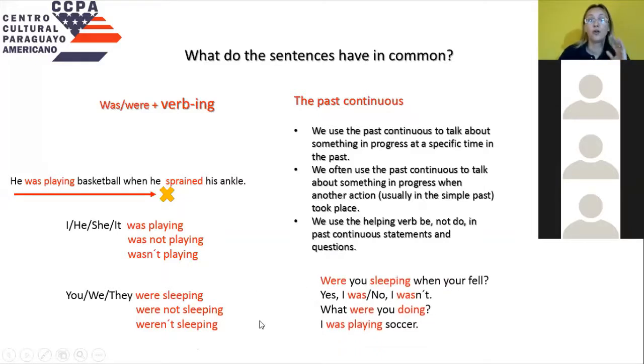Okay? For yes/no questions: Were you sleeping when you fell? Yes, I was, or no, I wasn't. Actually, my daughter fell when she was sleeping, fell off the bed, and she actually broke part of her arm. Okay, what were you doing? I was playing soccer. So here we have a yes/no question with a helping verb in the past, and then we have a WH question with the helping verb in the past and the ing form. Okay.